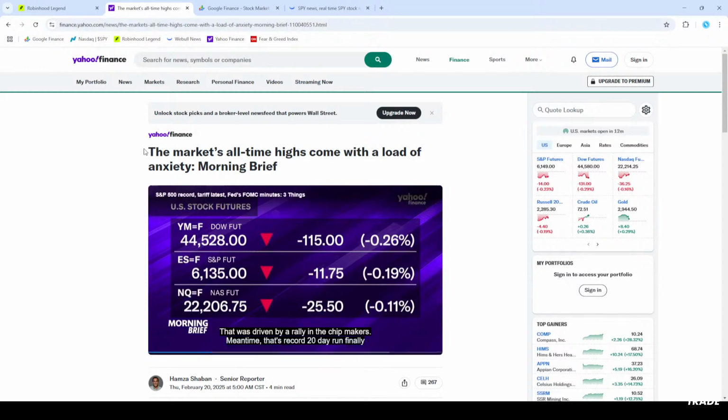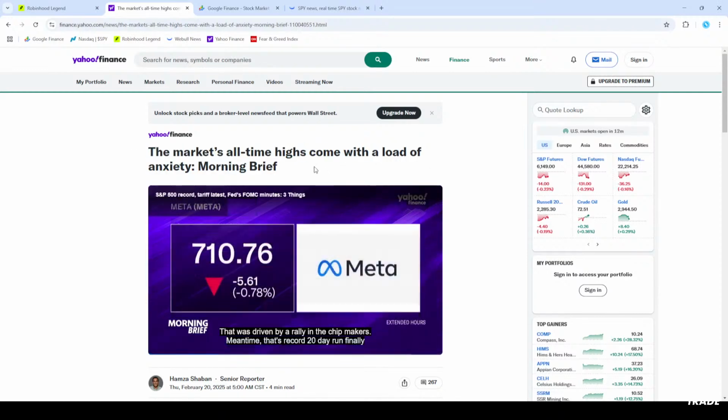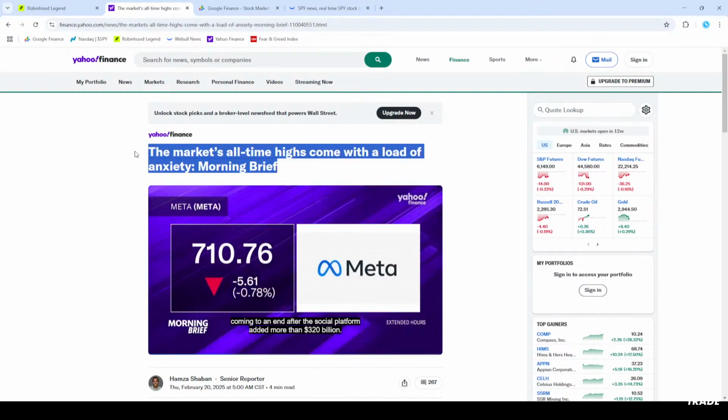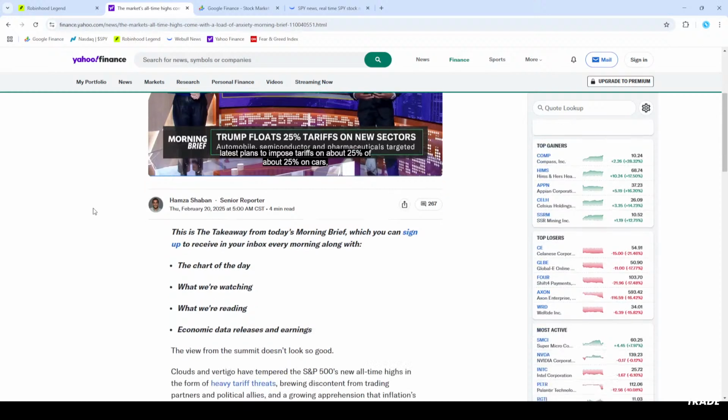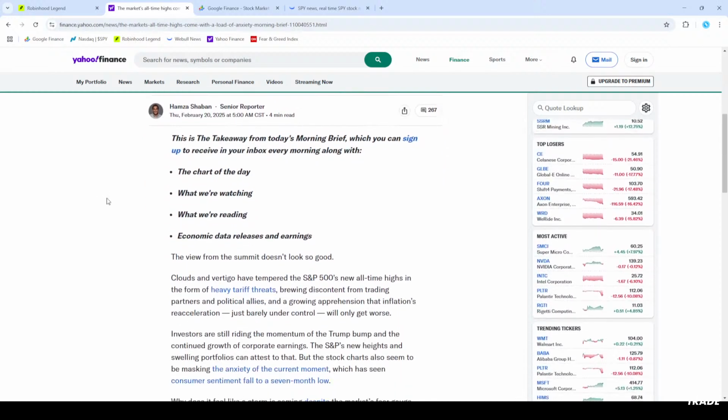Yes, we're gonna get there. Market all-time highs come with a load of anxiety. A lot of times, whenever there's a lot of swing up and down, people get nervous. People stop buying into the stock market. They stop selling, and things really begin to be volatile because the less people in the market, the more volatile it is. Because think about it. If you have 30 people and they're all buying and selling, there's a lot of buyers, there's a lot of sellers, you have pretty consistent trading.